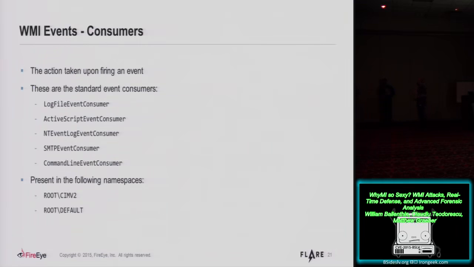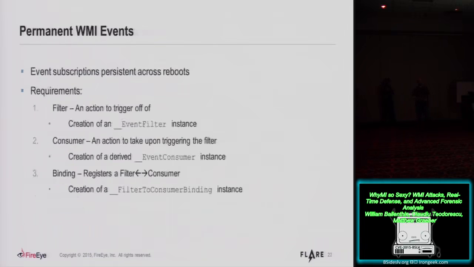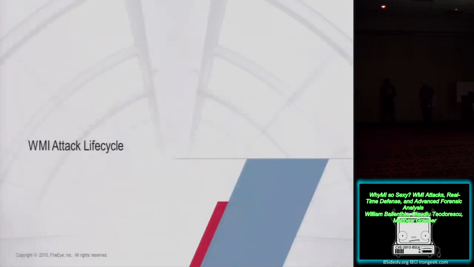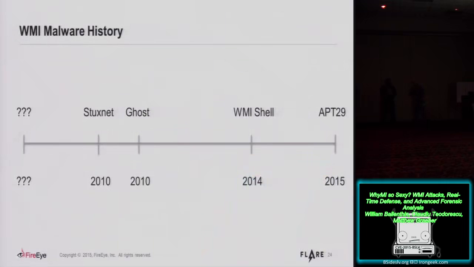PowerShell.exe, dash encoded command, create like a web client and then download some PowerShell text and then invoke expression on that, right? So you have your little one-liner PowerShell command stager execute upon firing one of these events. All right, so permanent WMI events, again, you need those three requirements. You have to create instances of each of these objects. The filter, i.e. your query, the consumer, what you want to execute, and then the binding together, filter to consumer binding.